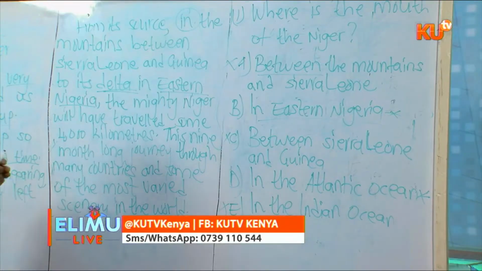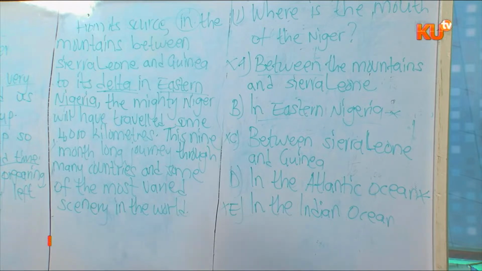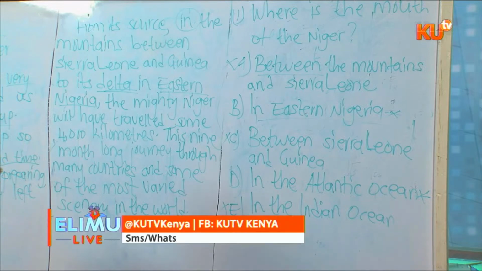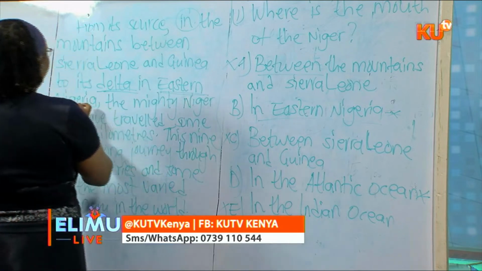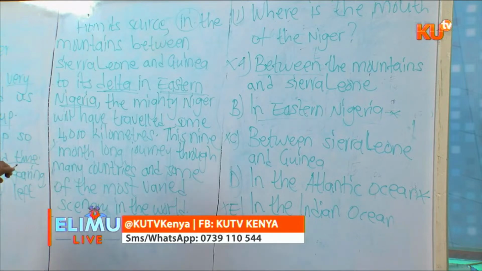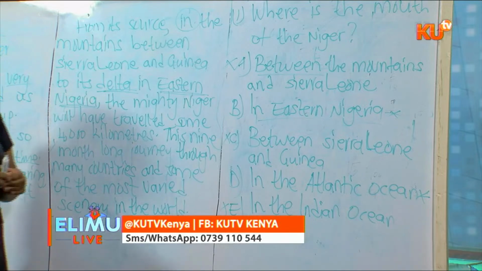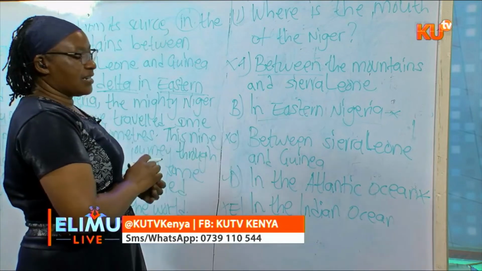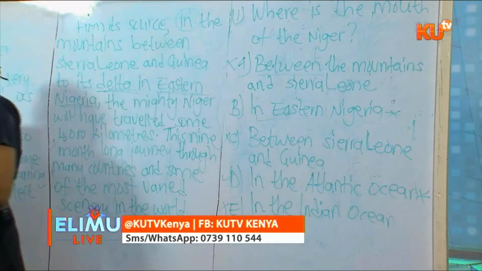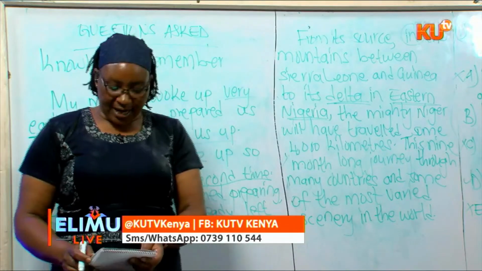Now, from the passage, from its source between Sierra Leone and Guinea to its delta in eastern Nigeria, the mighty Niger will have traveled some 4,000 kilometers. So it means that this river ends in eastern Nigeria. This is where it ends. But we are not asked where it ends. We have been asked the mouth, where the river enters another water body. And there we are left with alternative D to be the correct answer, because in eastern Nigeria it is not specific whether that is the place where it enters the Atlantic Ocean.